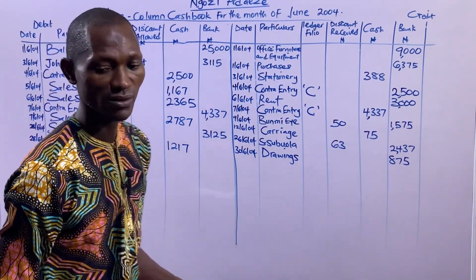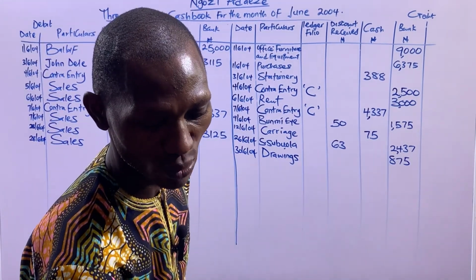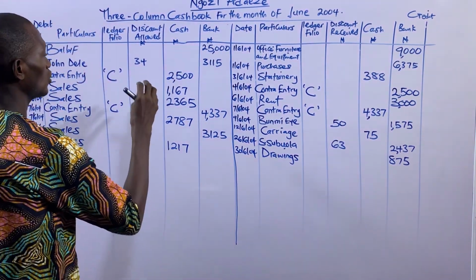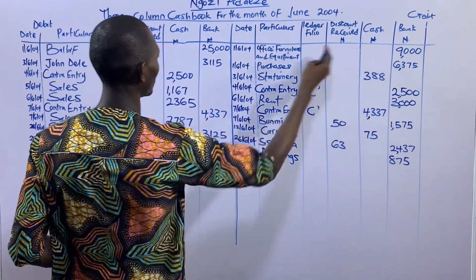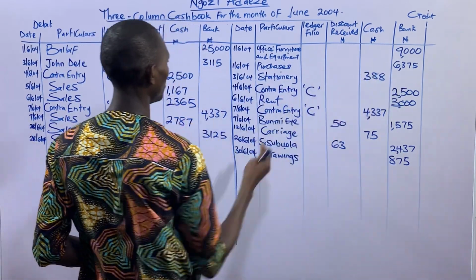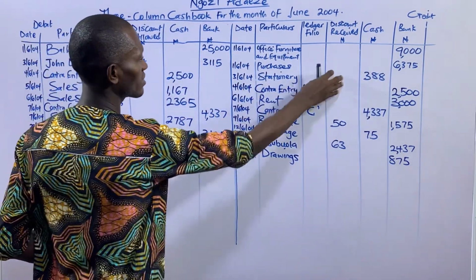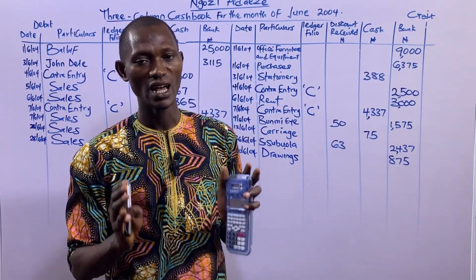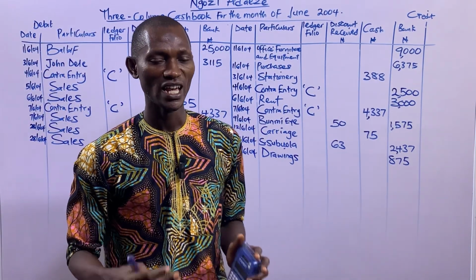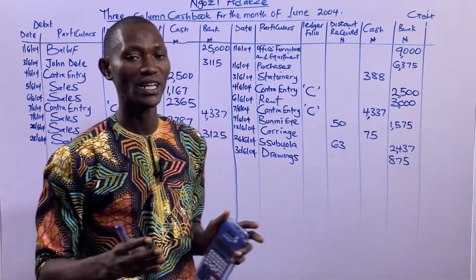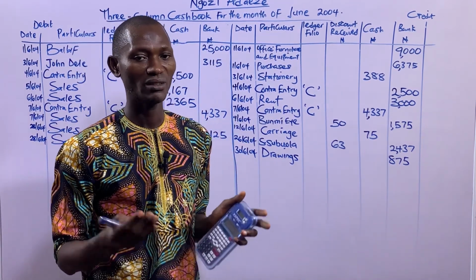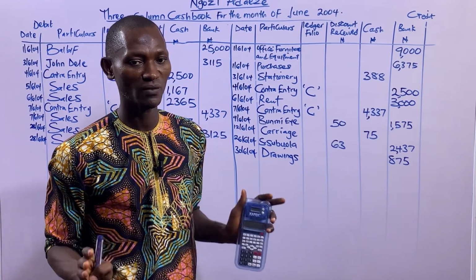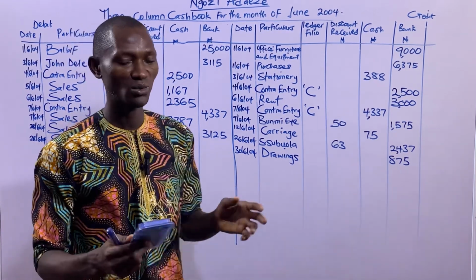So let's balance the cash book. And how do we balance the cash book? Very simple. We are going to balance the cash with the cash and balance the bank with the bank. But for discount allowed and discount received columns, they are called memoranda accounts or columns. What that means is that the two columns are independent of each other. They cannot be used to balance each other. They do not follow the double entry system of accounting whereby you can use them to balance each other.